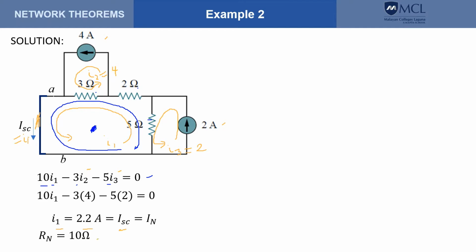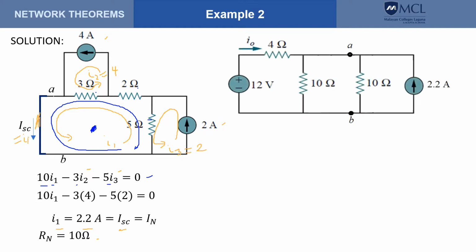R sub n is the resistance looking at the open terminals AB. So that should be the same as RTH. We previously computed that in our example for Thevenin's, and that is equal to 10 ohms. So we put the values together, I sub n and R sub n, into our modified circuit. So now we have here R sub n and I sub n.